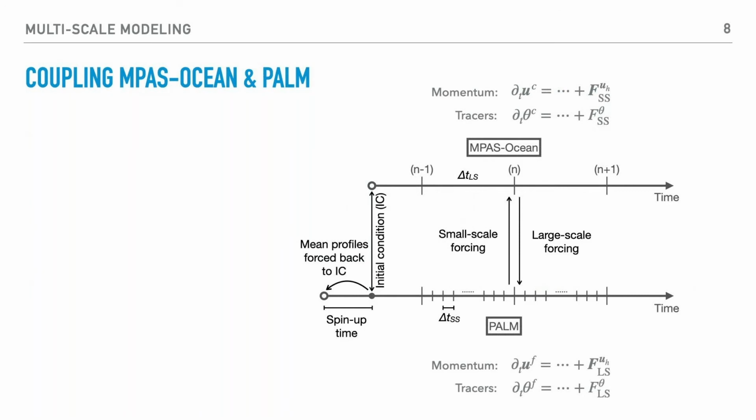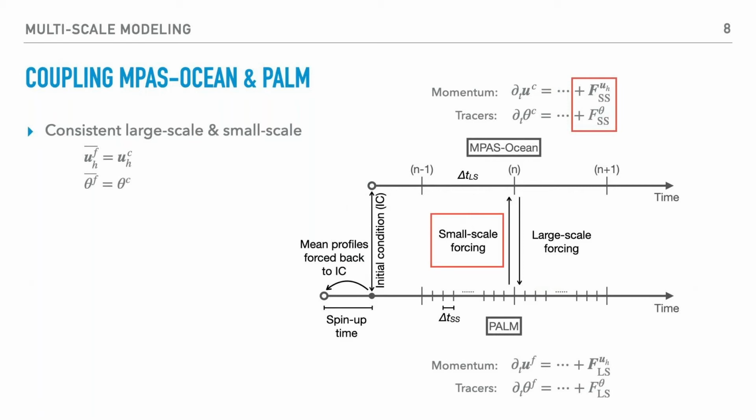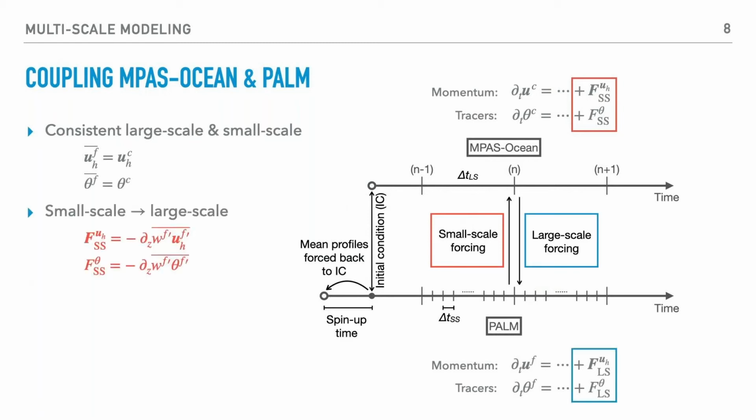For the coupling in time, I'm going to run MPAS-Ocean alongside PALM. This is an illustration of the coupling for one MPAS grid cell. They are running together and we exchange information at each MPAS-Ocean time step, because we want to make sure the momentum and tracers are consistent in MPAS-Ocean and PALM. So we need to exchange information between the two by including a small-scale forcing term in the MPAS-Ocean dynamics and a large-scale forcing in the PALM dynamics.